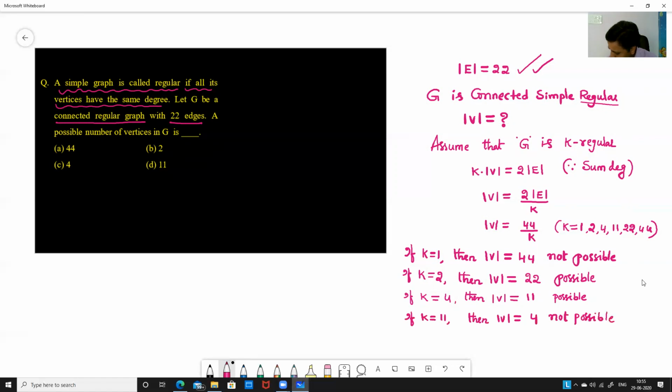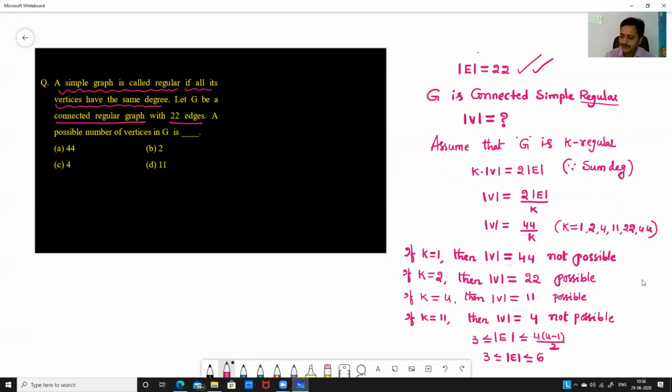Not possible. Why is it not possible? If v equals 3, then the cardinality of E must be at least v minus 1 and at most v into v minus 1 by 2. Max number of edges is n into n minus 1 by 2. Minimum number of edges is n minus 1. So 3 is less than or equal to e, which is less than or equal to 6. Right? It means a maximum of 6 edges only is allowed.